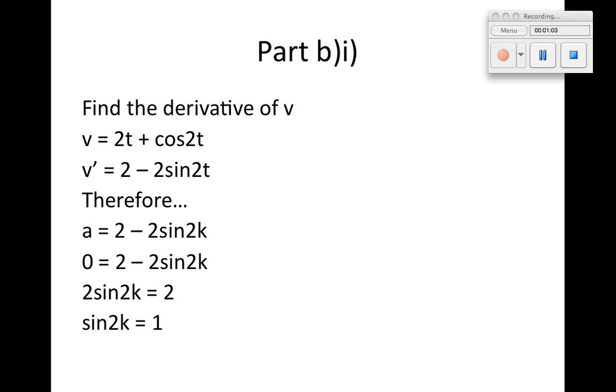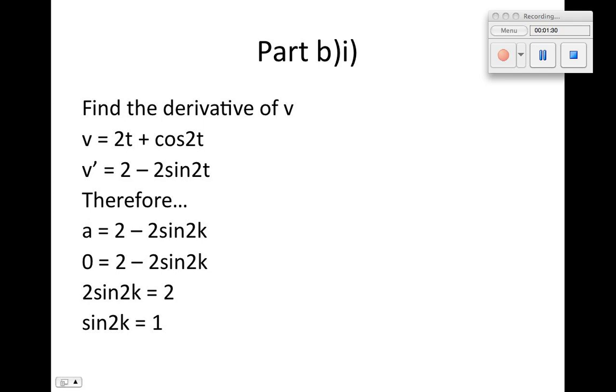So first you have to find the derivative of the velocity. Doing this, you get 2 minus 2 sine 2t. And this is because the derivative of cos is negative sine, and you have to bring the 2 out and times it back in. And obviously the t will go away for 2t. So therefore the acceleration is equal to 2 minus 2 sine 2k.